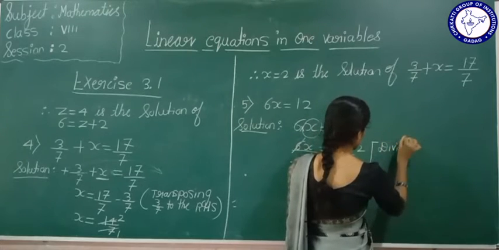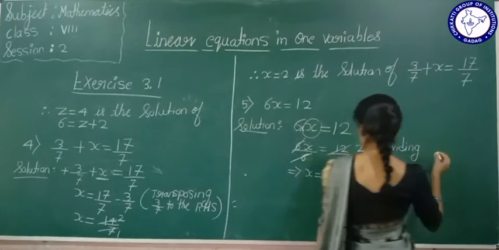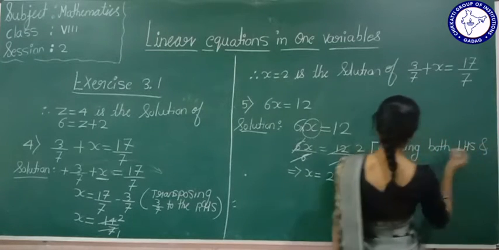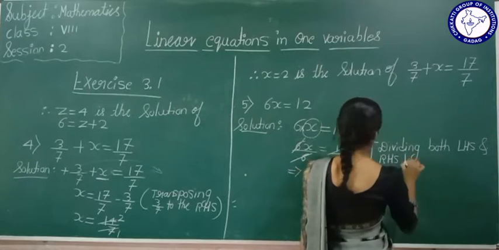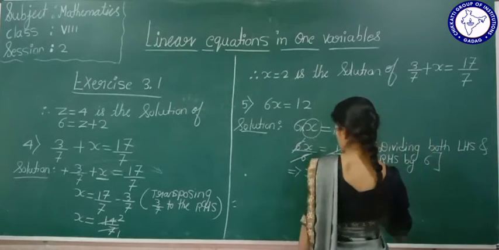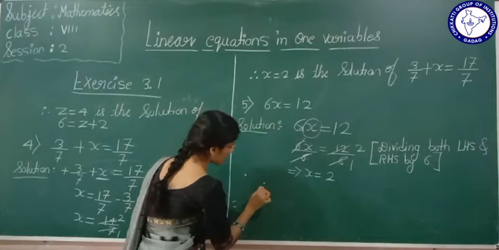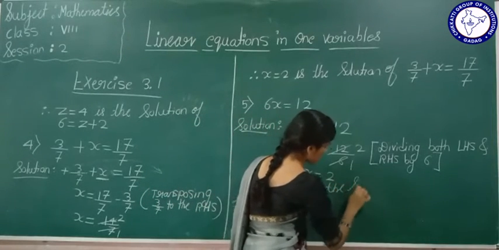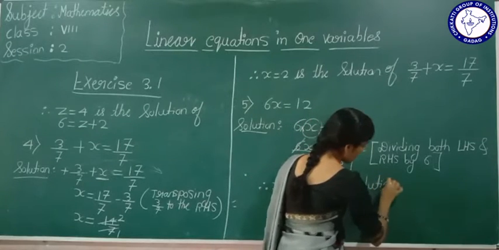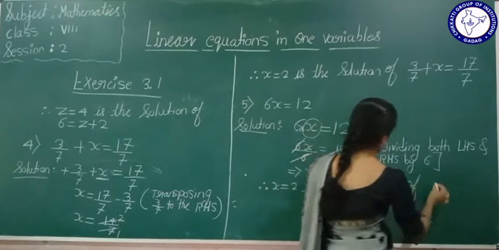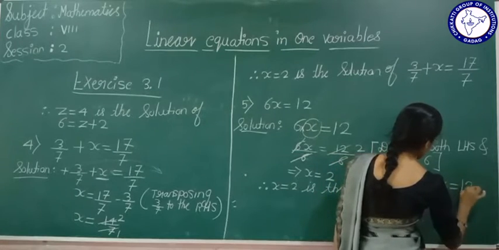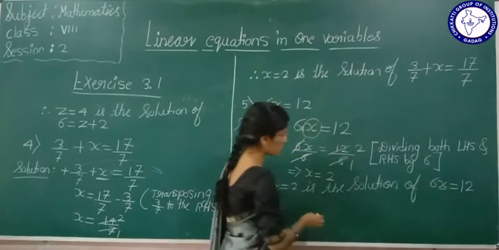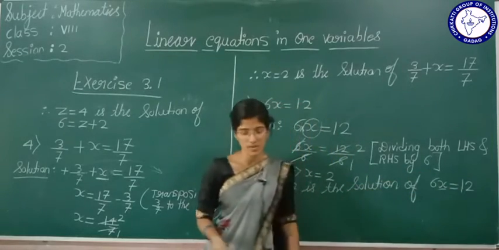Dividing both LHS and RHS by 6. What can we tell? Therefore, x is equal to 2 is the solution of 6x is equal to 12. Now students, verify this. Here in place of x you put 2. 6 twos are 12. We are getting it.